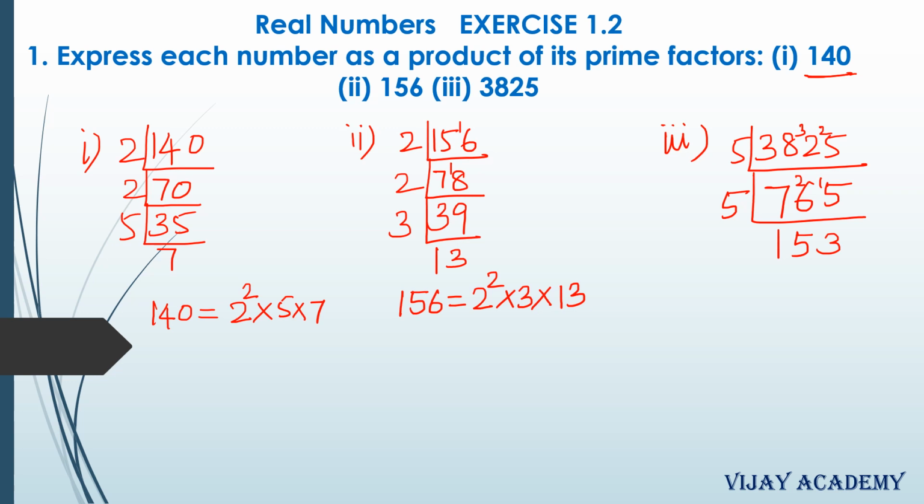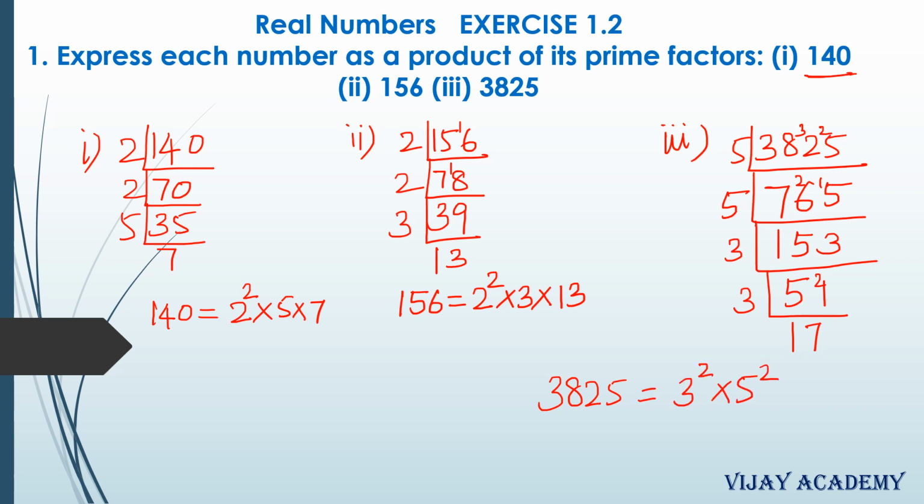So we get 153. 153 is divisible by 3. 3 fives are 15 and 3 ones are 3, so it is divisible 51 times. 51 also is divisible by 3. So again dividing this by 3, 3 ones are 3 and 2 is the remainder, we get 21, and 3 sevens are 21. So 17 is the prime number. So the prime factorization of 3825 is 3 square into 5 square into 17.